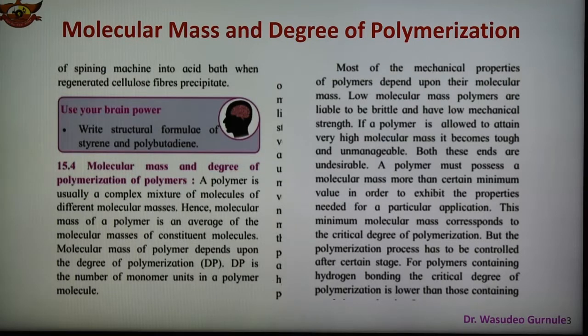This is also sometimes known as the critical degree of polymerization. The polymerization process can be controlled after a certain stage. For a polymer containing hydrogen bonding, the critical degree of polymerization is lower. So if there is hydrogen bonding in the polymer, then the degree of polymerization is lower. So this is about the molecular mass and degree of polymerization.